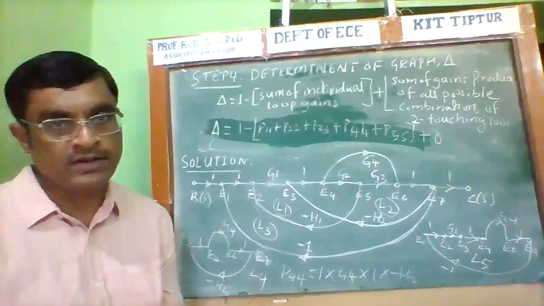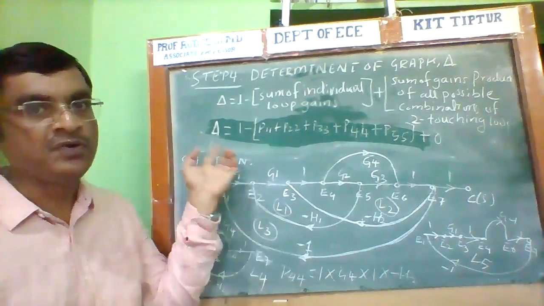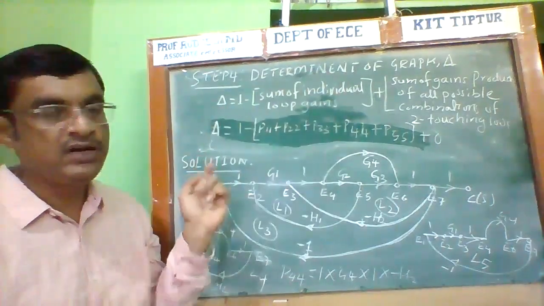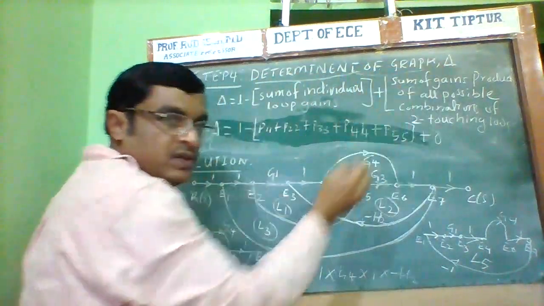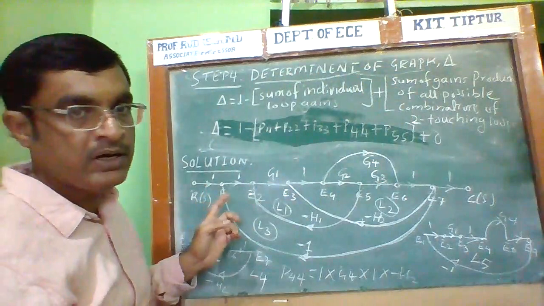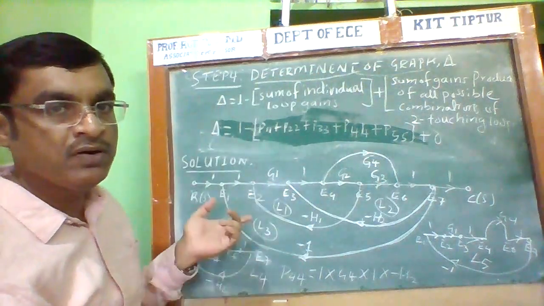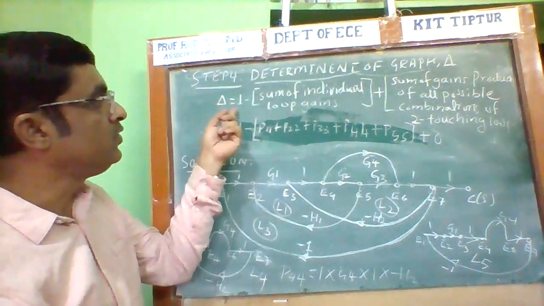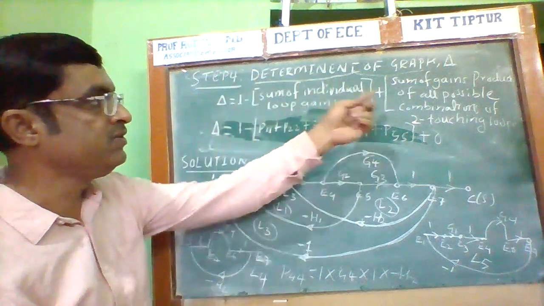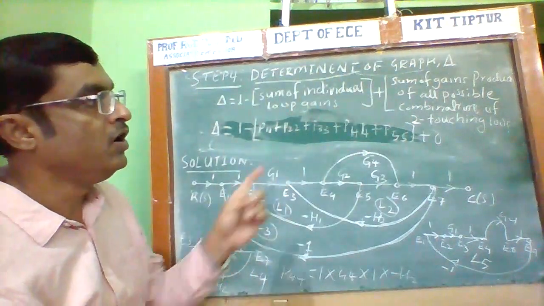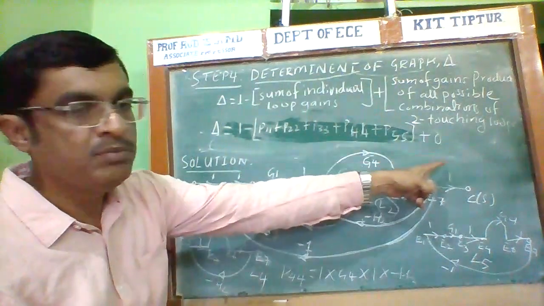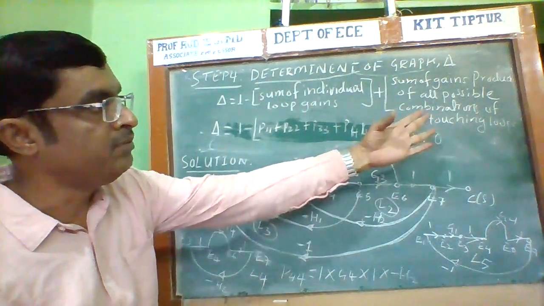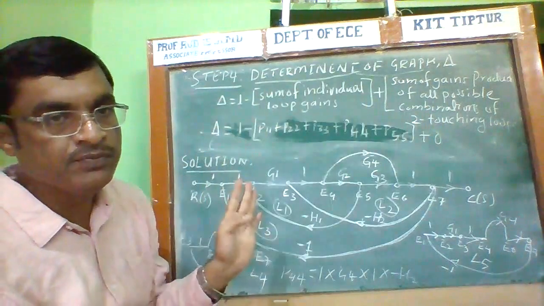In this particular step, we go for calculating step 4, the determinant of the graph. The determinant of the graph is denoted by delta. Now, what is the formula for calculating delta? It's equal to 1 minus the sum of individual loop gains, plus the sum of gain products of all possible combinations of two non-touching loops, again minus the sum of gain products of all possible combinations of three non-touching loops.